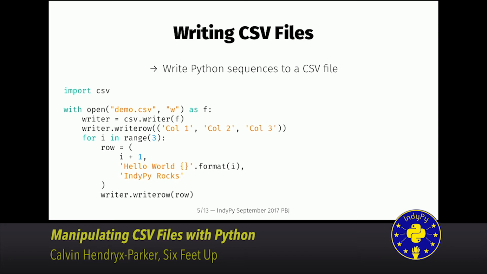And then I just did a kind of contrived example here, but I made a row with an increasing number in the first column, a hello world, same number in the second column, and then IndyPy rocks in the last column. The writer object itself has a method called writerow, and you just pass it that sequence type, and you'll be able to write it out to a file. So if we do look at that example, here we go.